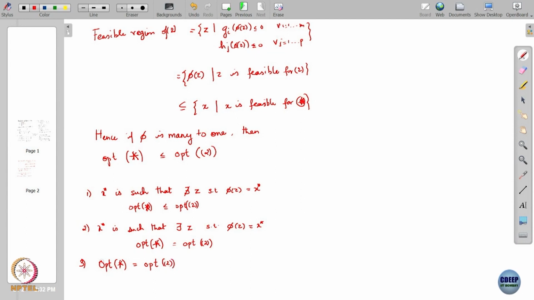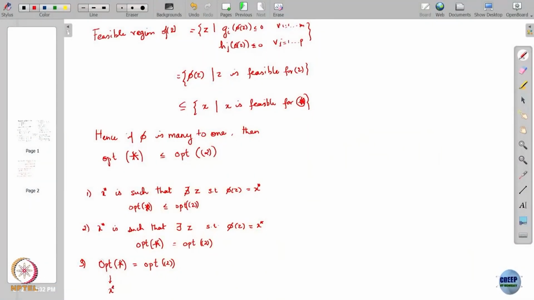Phi is not 1 to 1, but yet you solve star and you solve 2, and you get the same optimal values. You solve star, you also get from it a solution, say x star. You solve 2, you get a solution z star. But x star is not equal to phi of z star. Is this possible? And why would this happen? The objective values are the same, but the solutions are not in correspondence with each other under phi.